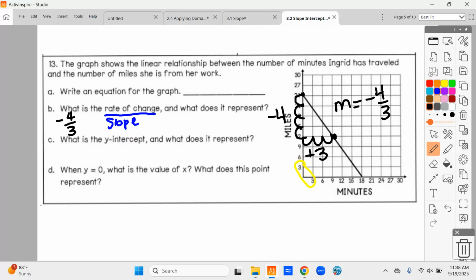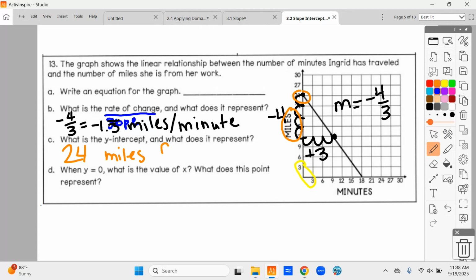Now, if I simplified this, it would be -1.3 continuing, okay? Because what does it mean? That's miles per minute. She is getting 1 mile closer, or 1.3 miles closer to work, because our distance is closing in, at 1 mile or 1.3 miles per minute. And my y-intercept is 24. That's miles from work. So before she leaves work, she's 24 miles from work, and she gets closer by 1.3 miles per minute.